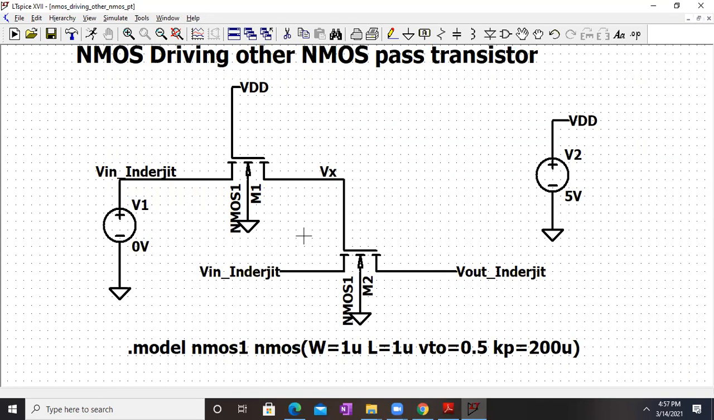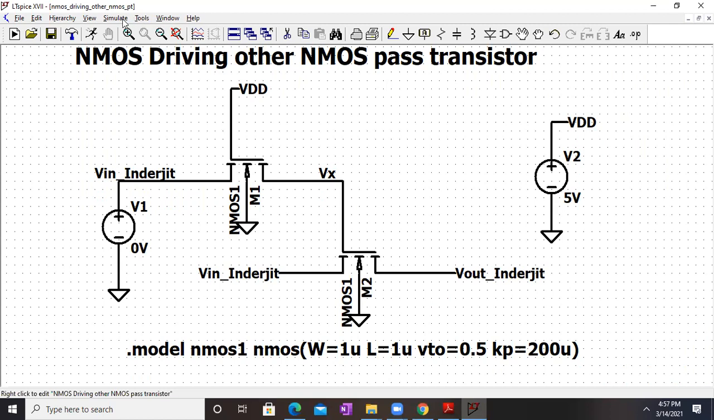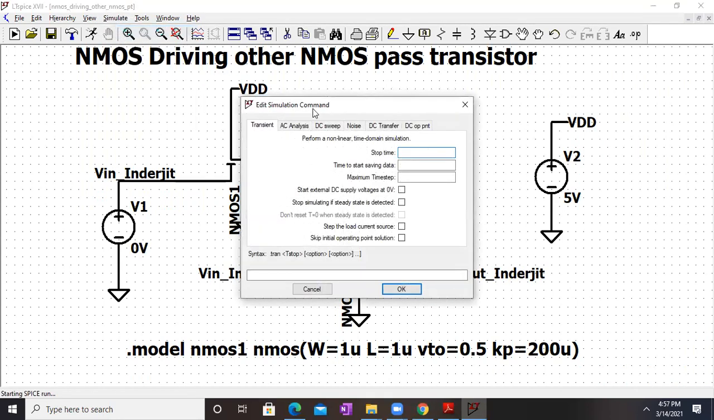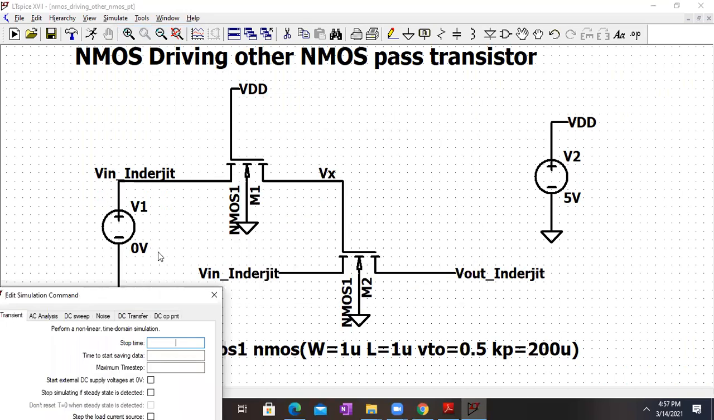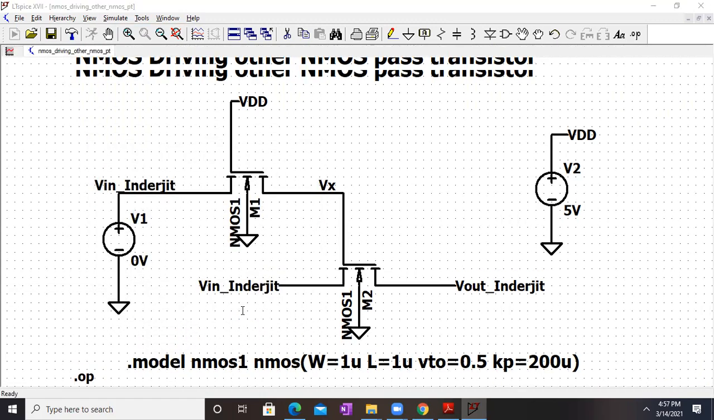The parameters of NMOS are the same as last time. W/L is 1 micrometer. VTO is 0.5 over here. The threshold voltage we have kept at 0.5. That's okay. And the KP value is 200 microampere per volt square. Now let me simulate this. Go to simulate, go to run. Remember what are we checking? We are applying Vin as 0 volt and we are checking the value of Vx and Vout. So go to DC operating point and just click on OK.